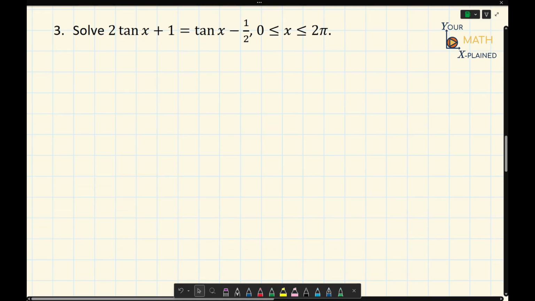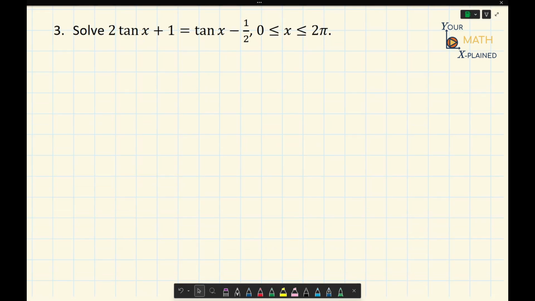For a third example, we're starting with an equation that looks a little bit more complicated. But don't worry, it is not something that a little algebra can't solve. We're going to simplify this by combining like terms. We will move all the terms with tangent x to the left side and all the constant terms to the right side. If we do that, we're going to end up with tangent x is equal to negative 3 over 2. And now we're ready to start with our step 1.